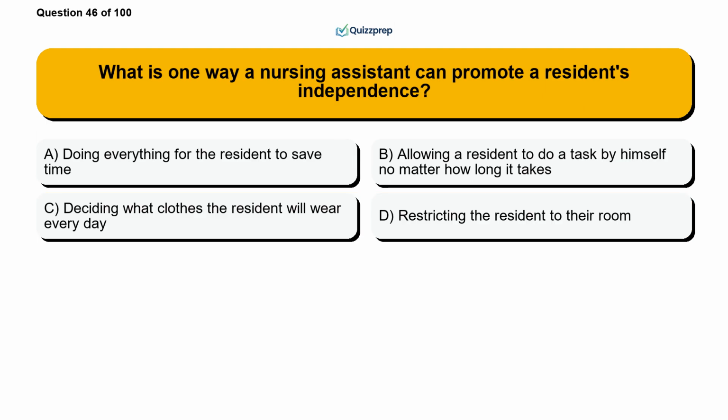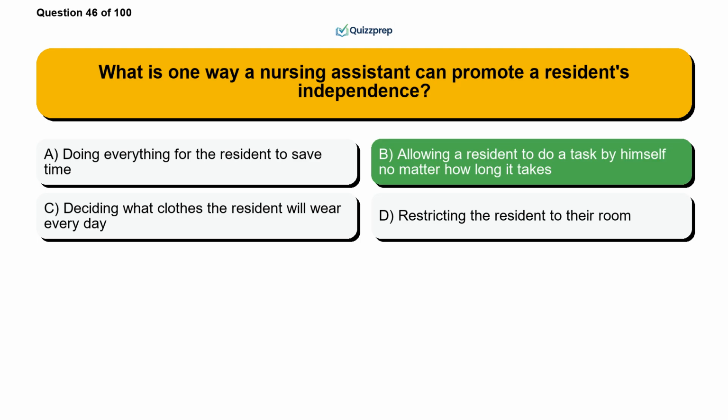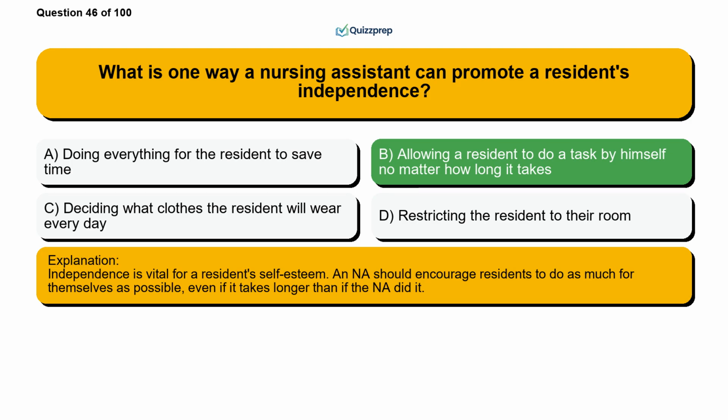Question 46. What is one way a nursing assistant can promote a resident's independence? Option A. Doing everything for the resident to save time. Option B. Allowing a resident to do a task by himself no matter how long it takes. Option C. Deciding what clothes the resident will wear every day. Option D. Restricting the resident to their room. The correct answer is option B. Allowing a resident to do a task by himself no matter how long it takes. Independence is vital for a resident's self-esteem, and NAs should encourage residents to do as much for themselves as possible, even if it takes longer than if the NA did it.